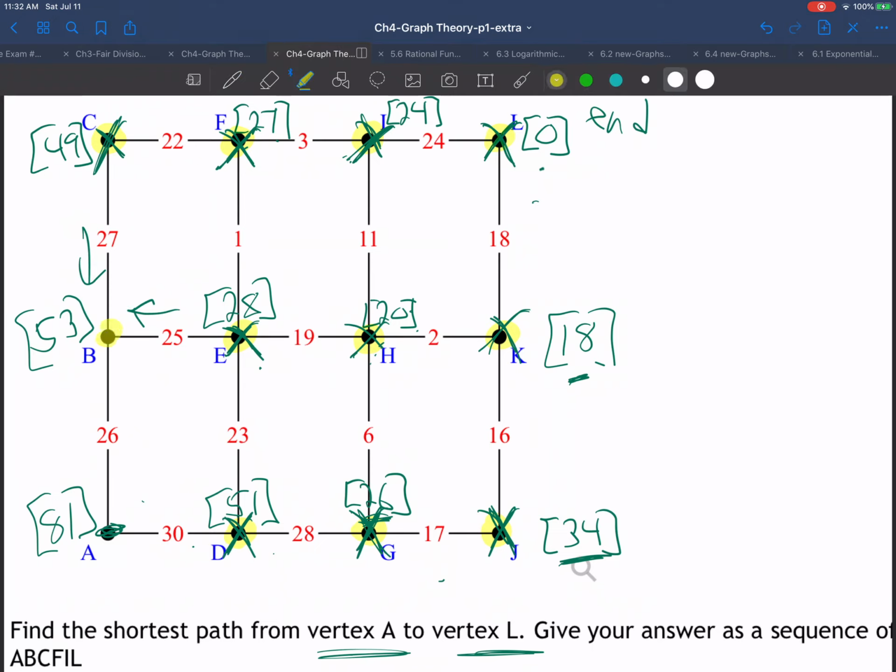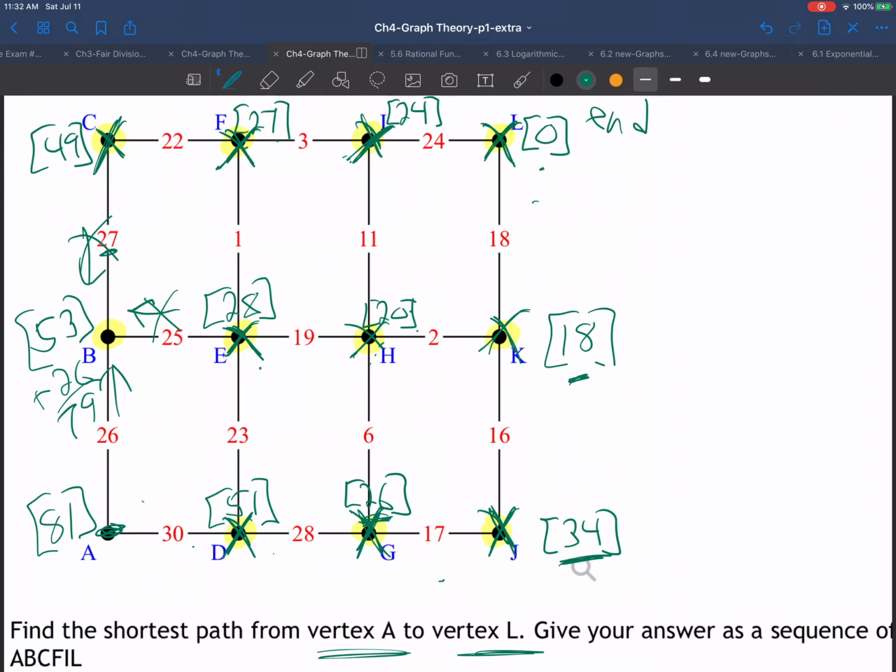Well, I should have made him current. Look at every road coming into B. 53 add 27. No, that's way higher than 49. 53 add 25. No way. 53 add 26. I don't know. Maybe that's better. 79. Yeah, look at that. That is better. See, good thing we checked this one.